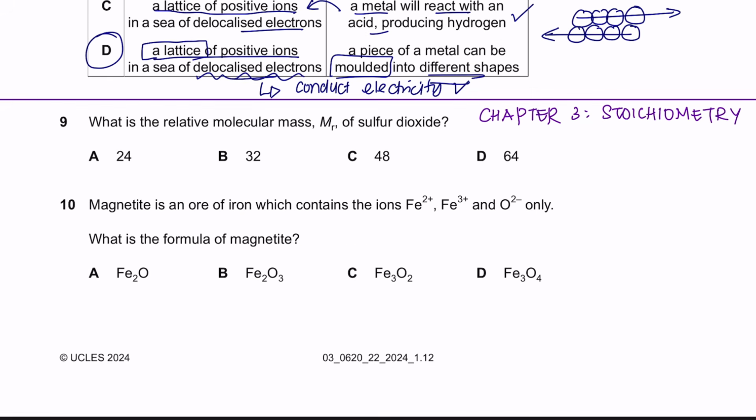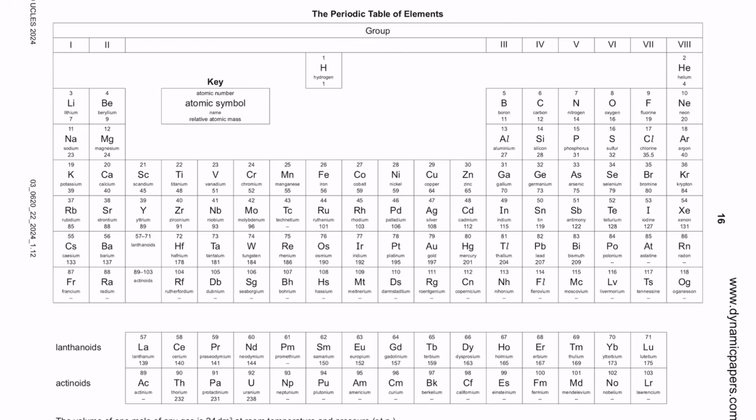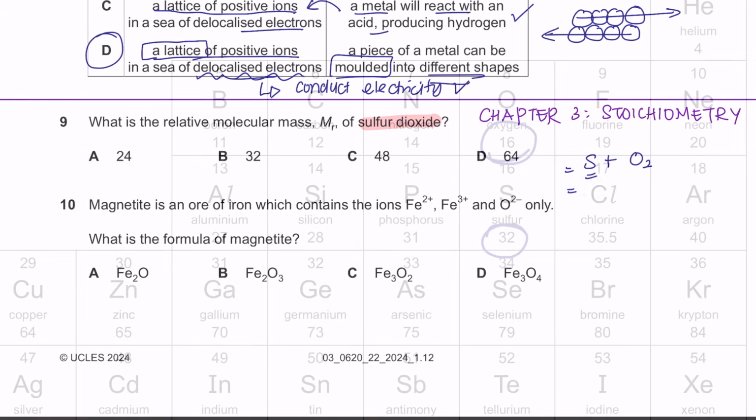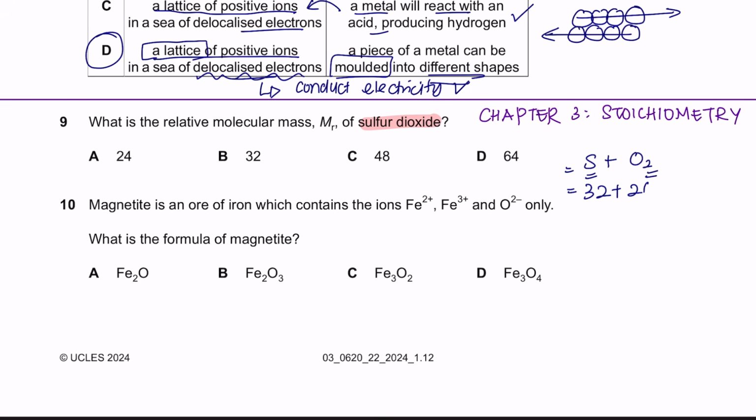Next, question 9 onwards is from chapter 3. What is the relative molecular mass of sulfur dioxide? Sulfur dioxide is SO2. You can get your answer from the periodic table. The molecular mass of sulfur is 32 and oxygen is 16. So 32 plus there is 2 oxygen, so 2 times 16. And your answer would be 64, which is D.